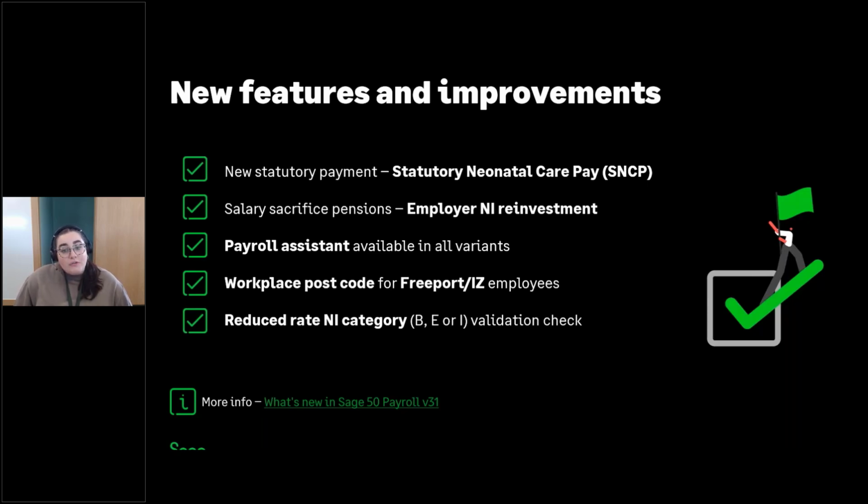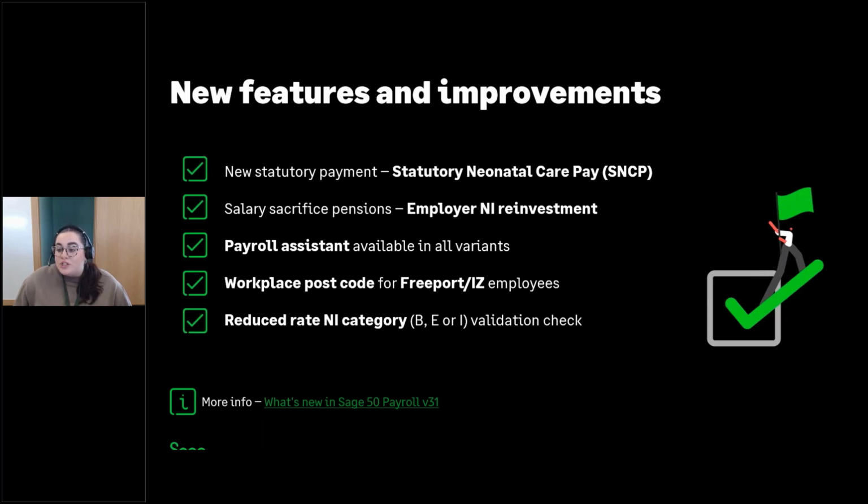If any of you are Freeport or Investment Zone employers as well, you will now need to record the workplace postcode for employees who are on a Freeport or Investment Zone national insurance category. To do this, there is a new field in the employee record for this too. And last thing to mention today, there is a reduced national insurance category validation check for those of you with employees on categories B, E or I, most commonly B. This is going to validate the employee's date of birth and just make sure that they're using the correct category and qualify for their age too.